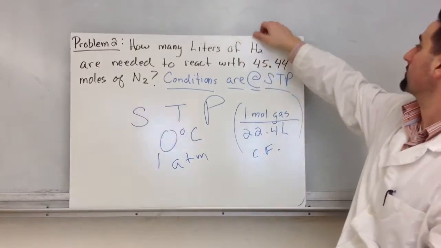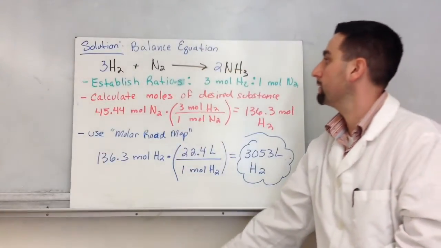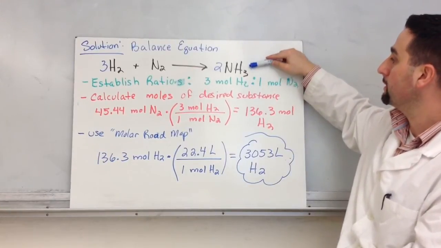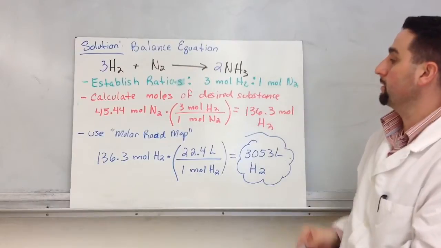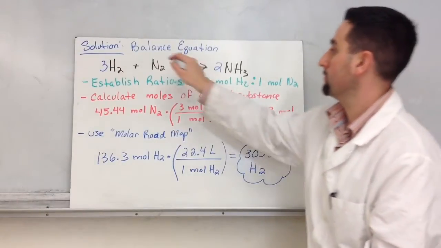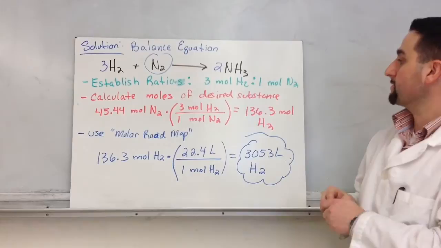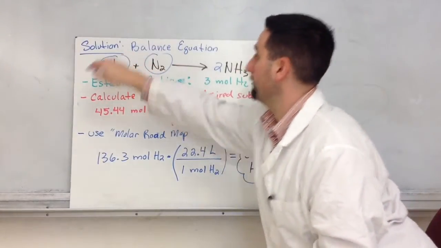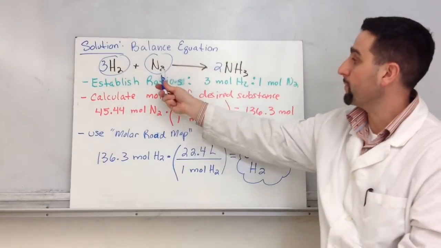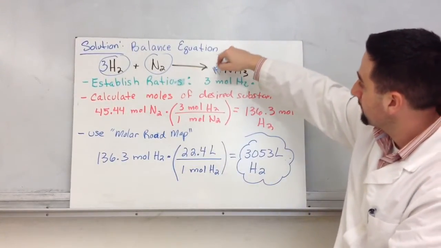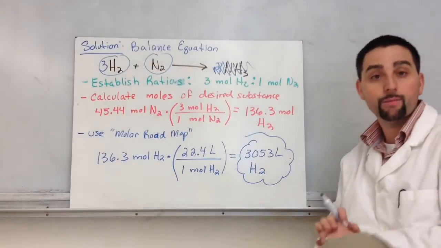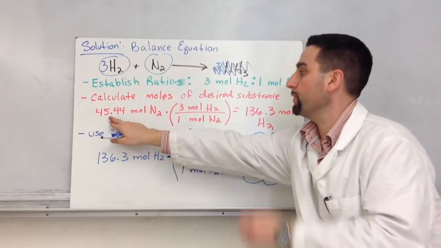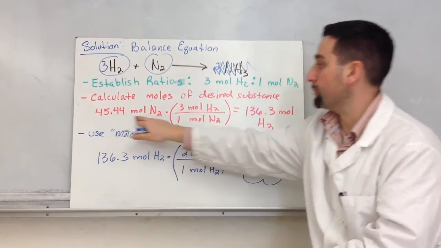So let's take a look at this solution. Okay, our last slide for the day. Balance the equation. We've done that previously. Establish your ratios. Okay, we were given moles of N2, and we were asked how many liters of H2 were needed. So I'm comparing N2 to H2. So once again, ammonia doesn't matter. I'm not focused on that in this problem. Right? So we take our given amount here, 45.44 moles. Right? This was given in the problem.